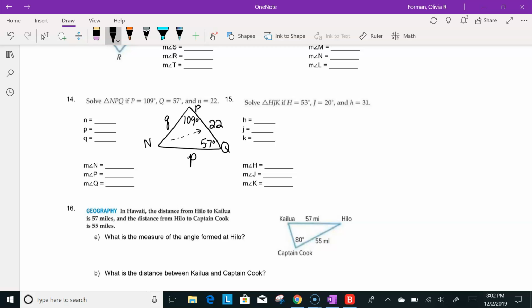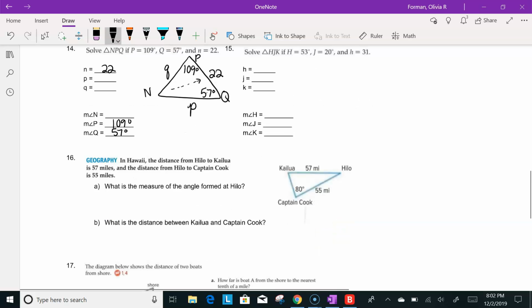So I would substitute in: I know that angle P is 109, angle Q is 57 degrees, and I know that side N is 22. I would want to just go ahead and find angle N, side P, and side Q by using the law of sines.